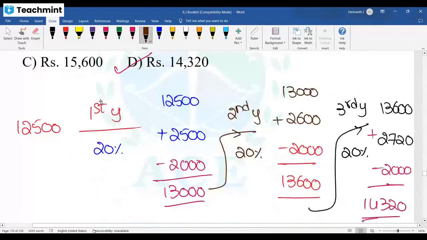Here, instead of 13,000, what will come? 15,000. For 15,000, 20% is 3,000. Next, it becomes 18,000. The amount will increase. If you don't remove every year, and you want to do it at the end, the amount will be huge.